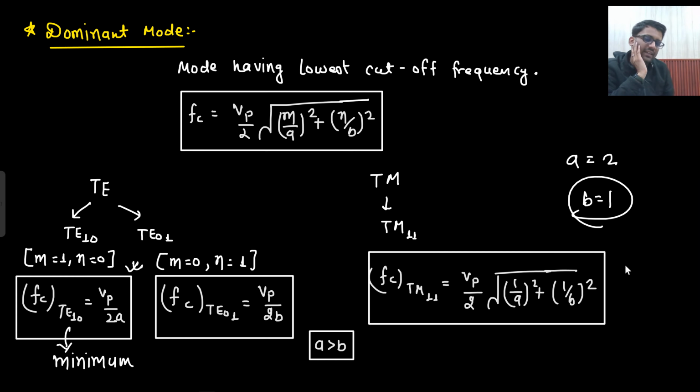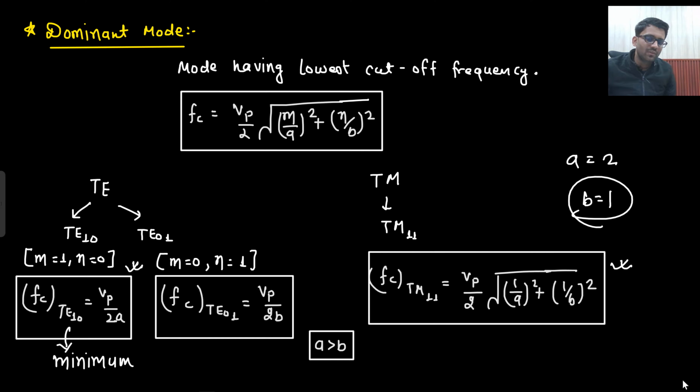Because directly I can see that this is out of the race, because a and b both are there, out of the race. Here a and b are there. Now this is Vp by 2a, this is Vp by 2b. Vp is the same for both of them. A is greater than b, that means this value is lesser. So what is the minimum one? This is the minimum one.